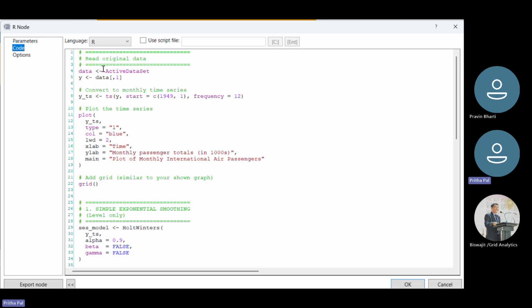So first, I have written the first command, that is data is active dataset. We load the original passenger data from the active dataset by writing this command.